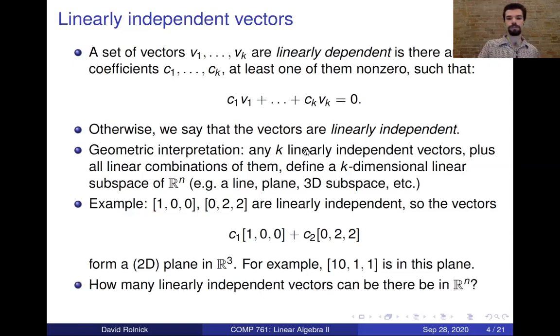Good catch. How many linearly independent vectors can there be in R to the n?